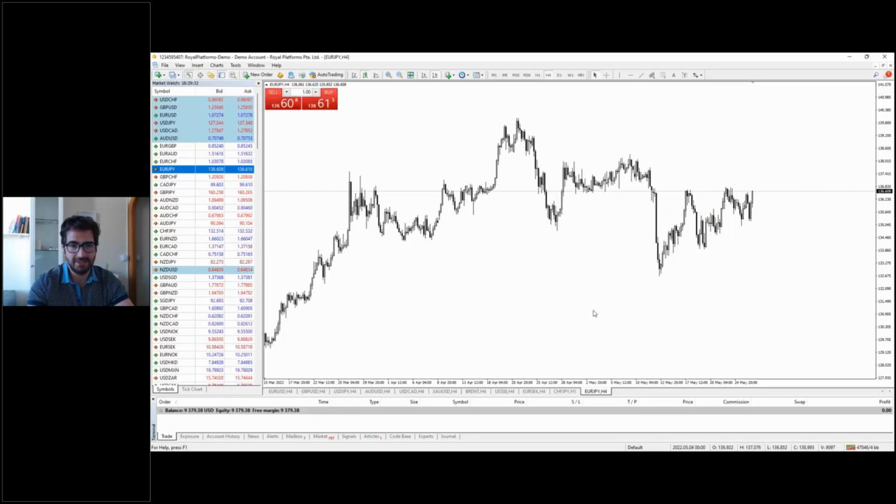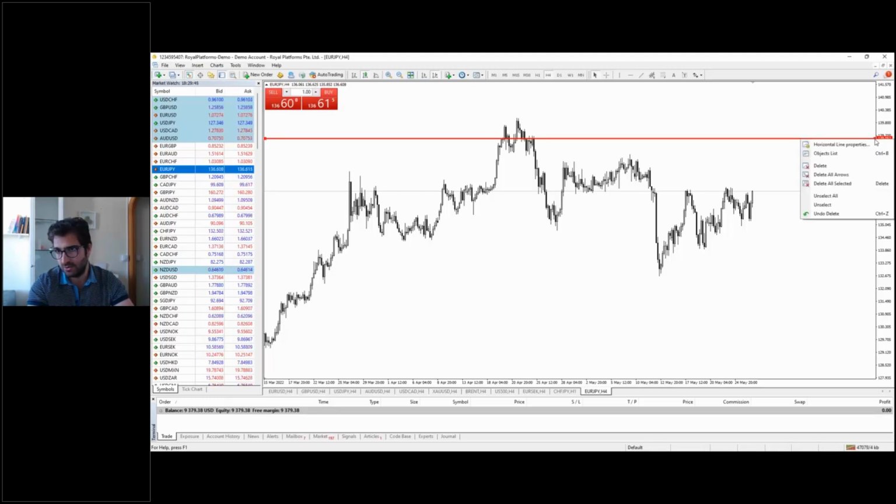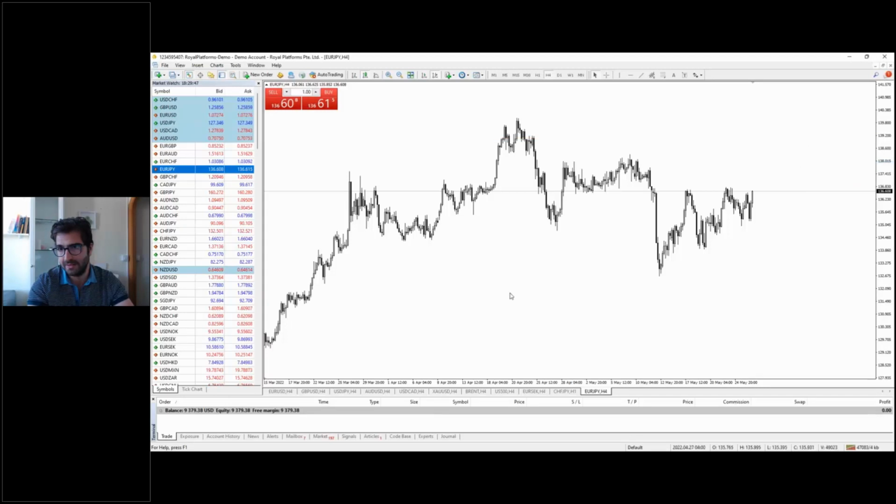This is the easiest way, or you can right click on them. First left click, then you will see this pop up here. When it's seen at this point, you can right click and then delete.